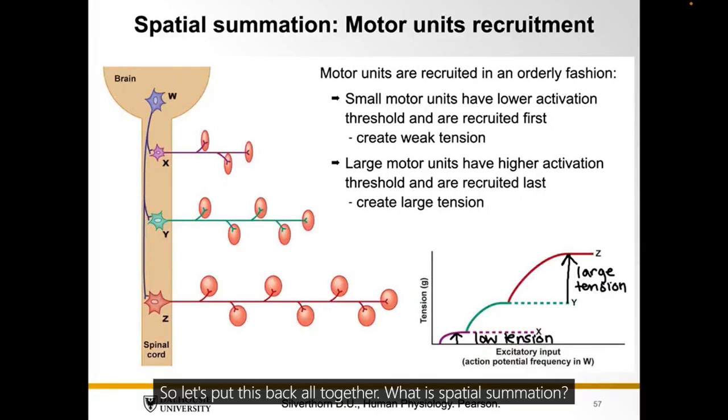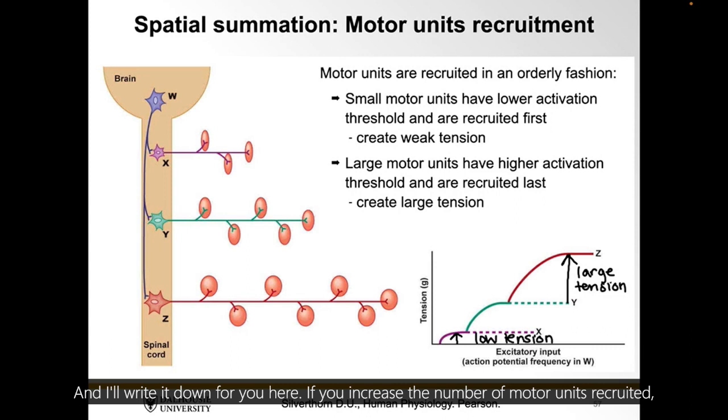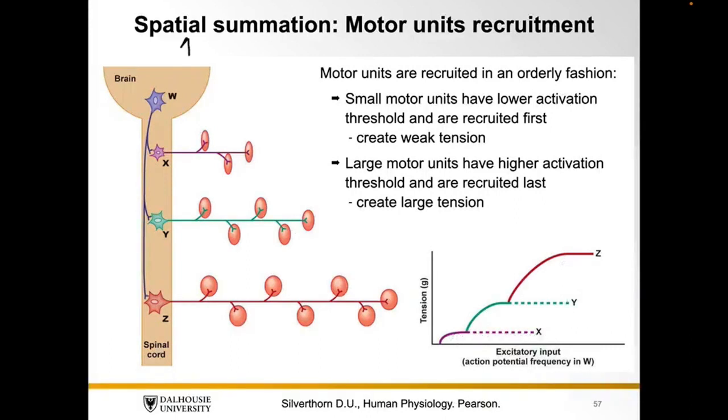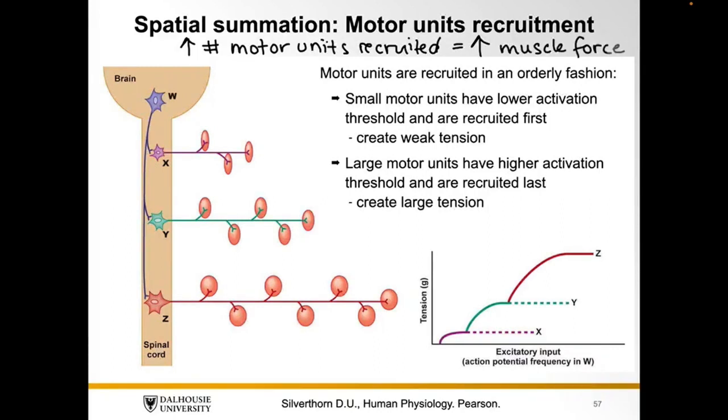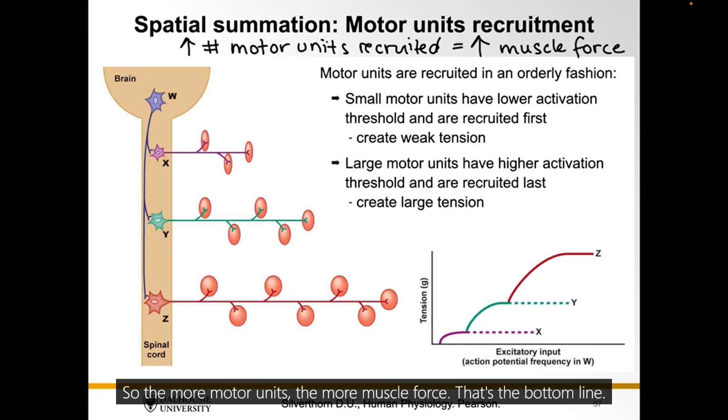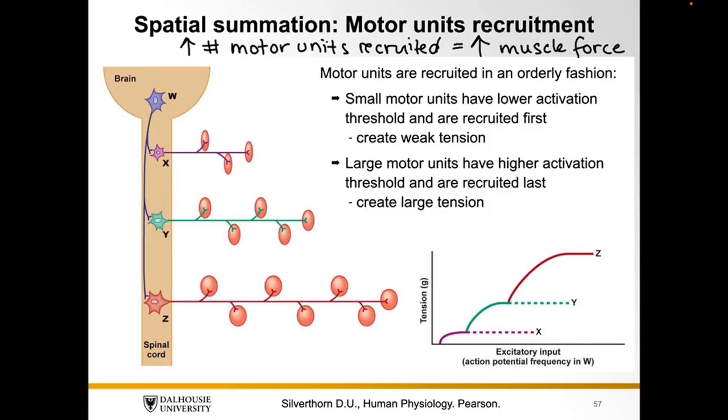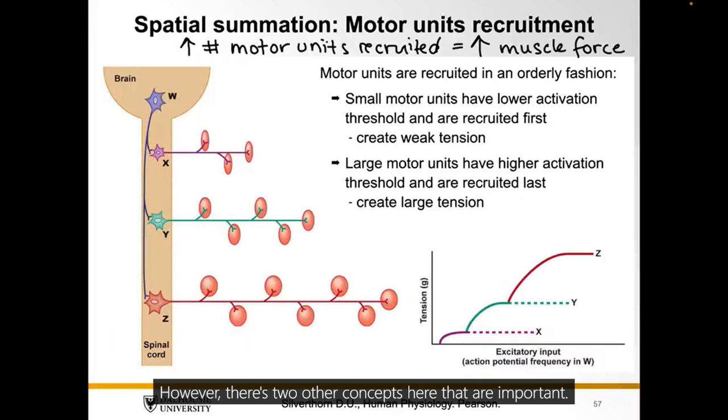So let's put this back all together. What is spatial summation? Spatial summation is a concept that says that the more motor units that are recruited, the greater the tension. And I'll write it down for you here. If you increase the number of motor units recruited, you increase the amount of muscle tension created, or muscle force. So the more motor units, the more muscle force. That's the bottom line.